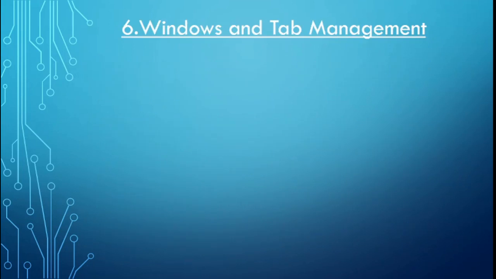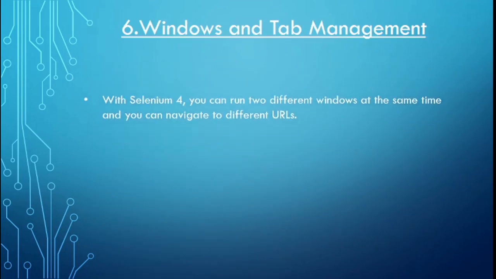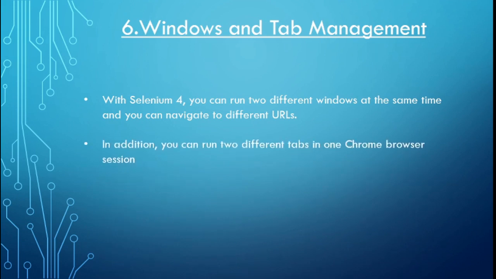Next is windows and tab management. Now Selenium 4 provides a way through which we can create a new tab and create a new window from our script itself. It is an out of the box method, so that you can open your website in a different window also, or maybe you want to open two websites at the same time without initializing the drivers twice. So with a single instantiation of a driver, now you can create and open as many windows as you want, which was not possible before.